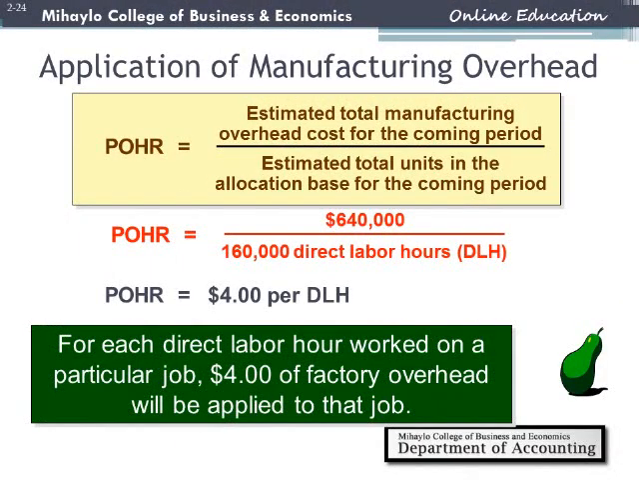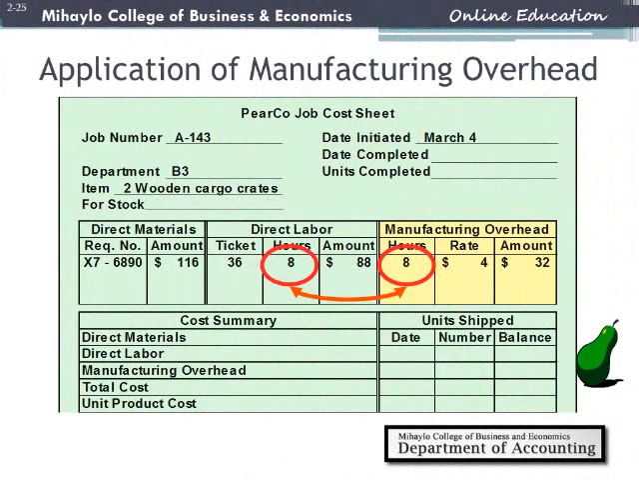For example, assume Pearco applies overhead to jobs based on direct labor hours and the estimated total overhead for the year is $640,000. If estimated total direct labor hours for the year is 160,000 hours, then Pearco's predetermined overhead rate is $4 per direct labor hour. On the job cost sheet, the amount of overhead that would be applied for job A143 is $32, 8 direct labor hours times $4 per hour.